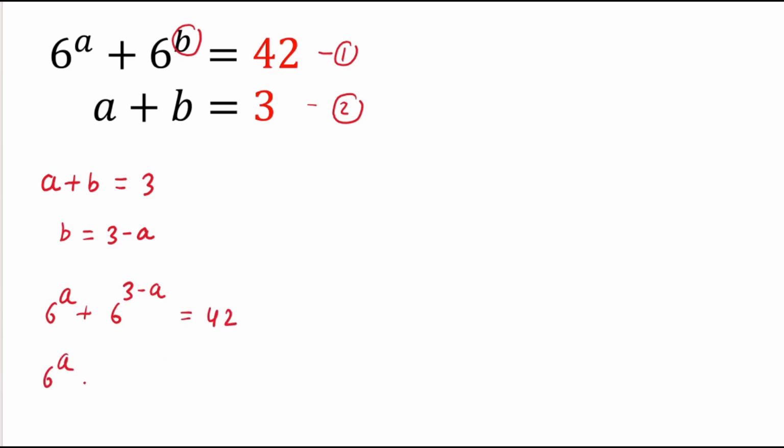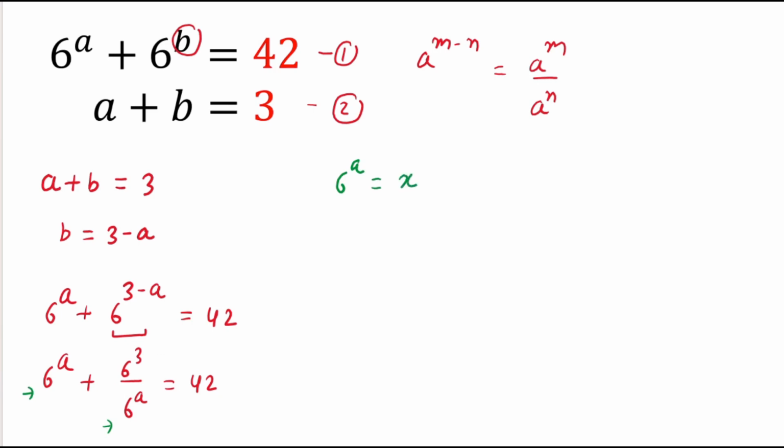6^a plus, here we will apply the base and exponent rule: a^(m-n) equals a^m divided by a^n. If we apply this rule, then 6^a + 6^3 divided by 6^a equals 42. Now here we have 6^a and here 6^a. If we apply substitution, we substitute 6^a = x.